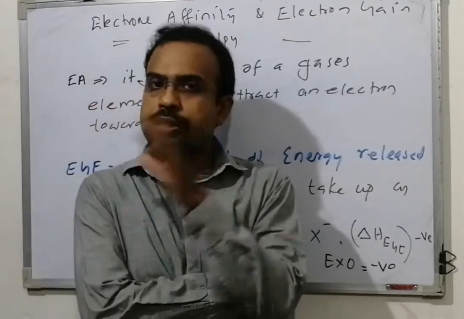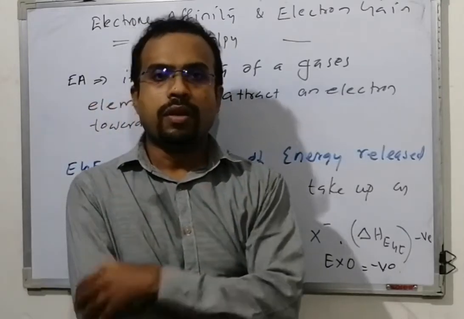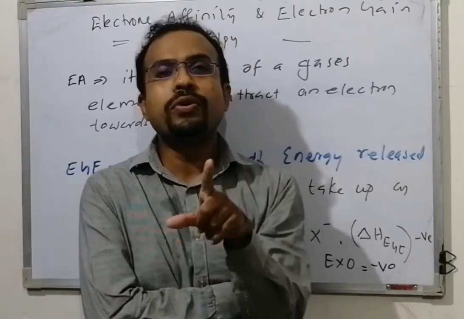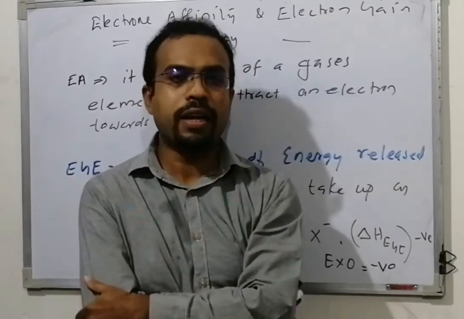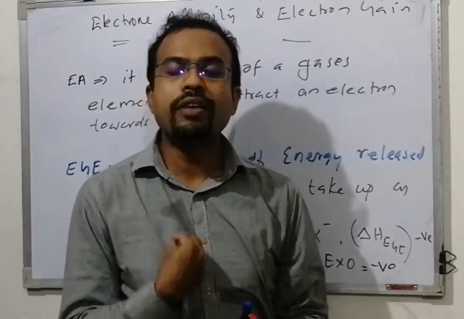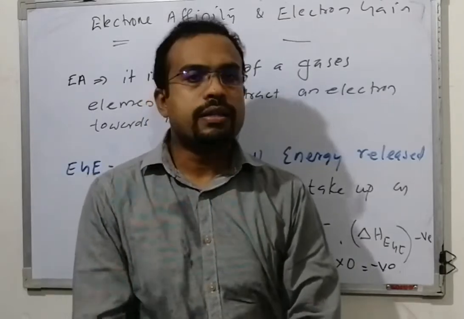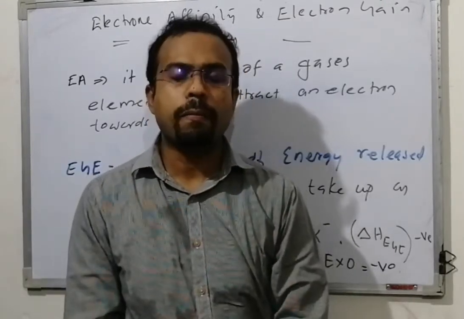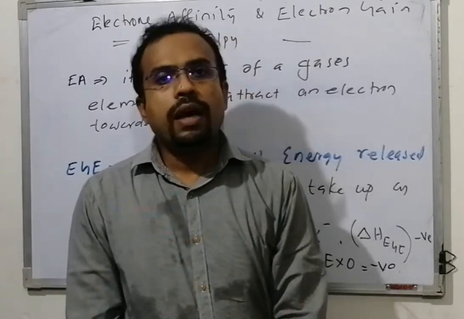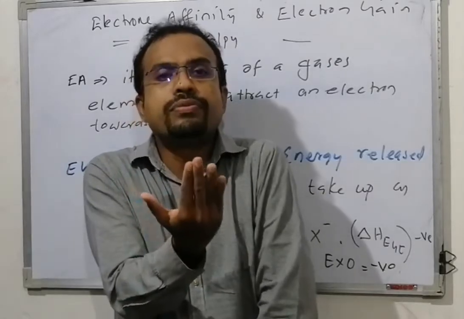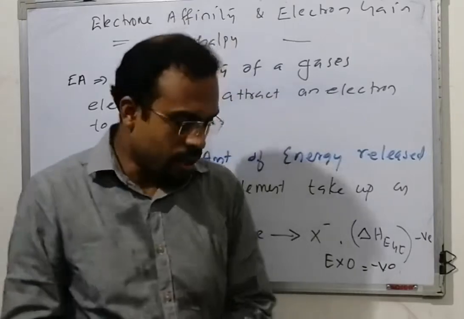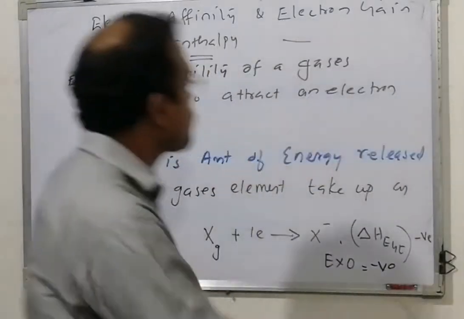You imagine a gaseous neutral atom. When you give an electron to that atom, it will give you energy back. Agree? If you give me an electron, I give you energy back. That energy is called electron gain enthalpy. Now, electron affinity means the tendency of an atom to attract the electron. Both are matching.